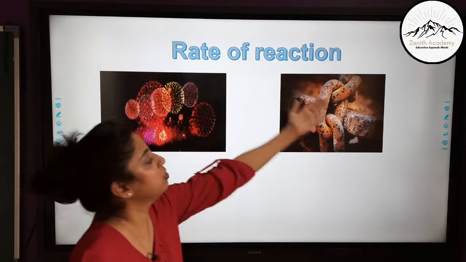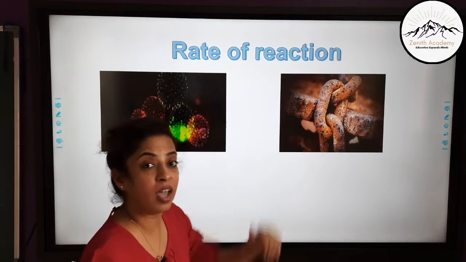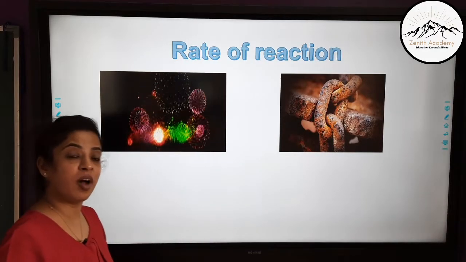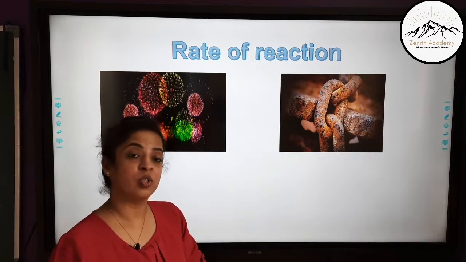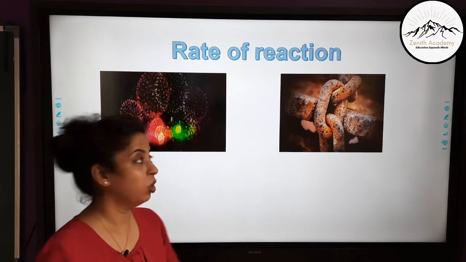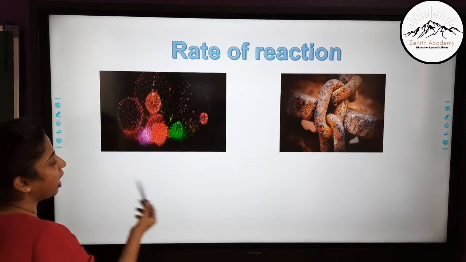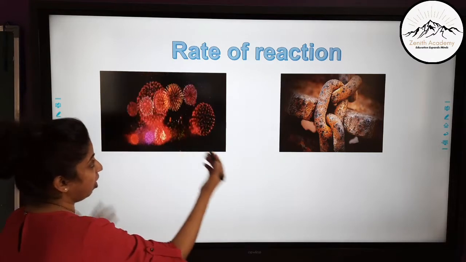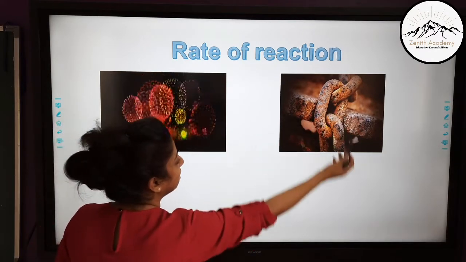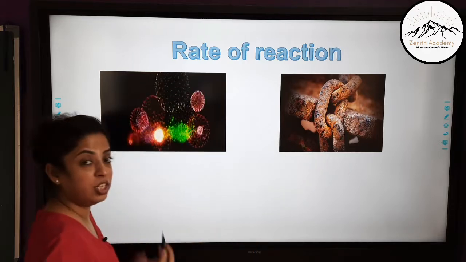And here this picture depicts the rusting of iron, and you all know that rusting of iron is a very slow process. So it is a slow chemical reaction. So we can say the rate is low. So in this chemical reaction, the reaction which is very fast, the rate of reaction is large or more, and in this the rate of reaction is very slow.